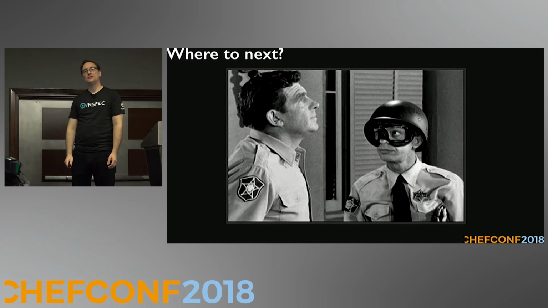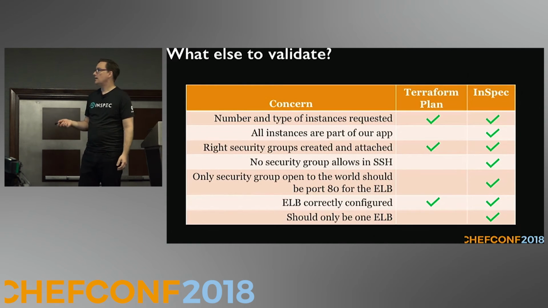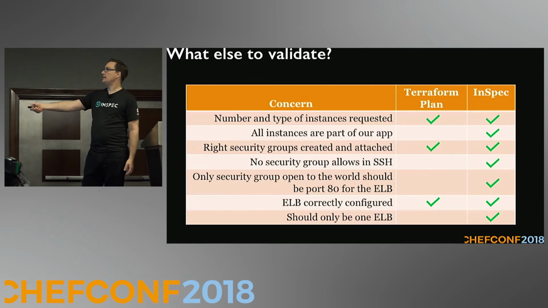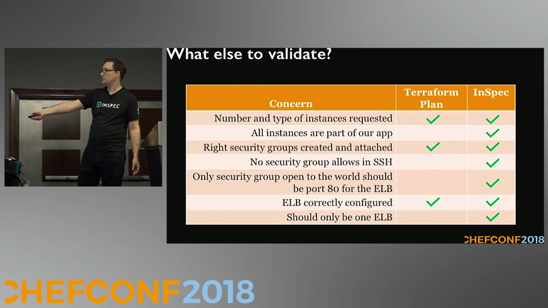All right, where to next, Sheriff Andy? So now that we know we can do this and we can test negatives, we can look back at our configuration and say, what else would we want to test? We're already able to test the number and type of instances requested. Terraform plan can do that, so I would go ahead and let Terraform plan do it. All these things, I would say go ahead and do it with Terraform plan.